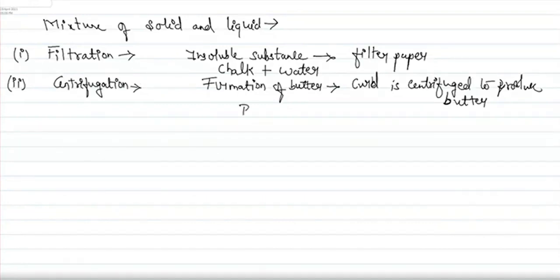Also the separation of blood particles, blood into RBC, WBC and platelets, is done by this method only. So the blood is separated into RBC, WBC and platelets by the centrifugation method only. A machine is used in order to centrifuge all these things.